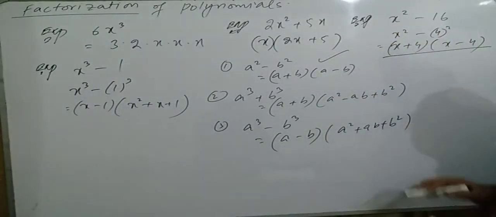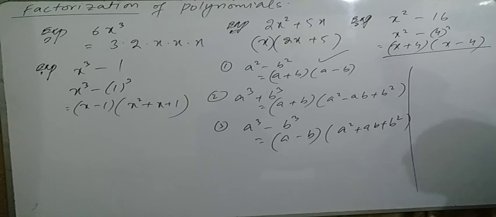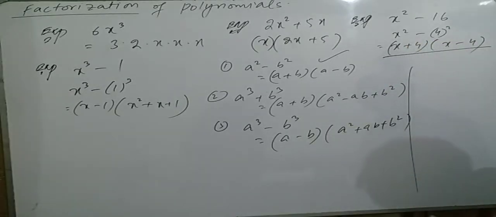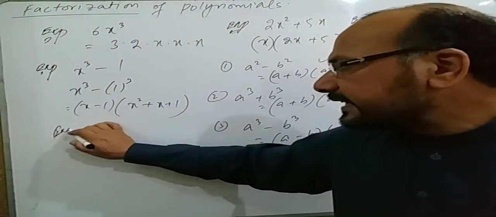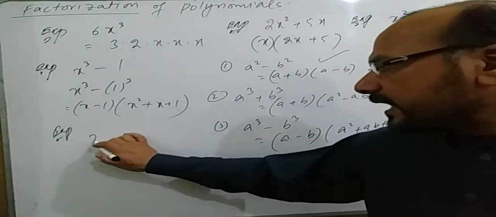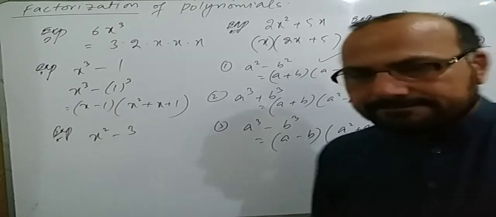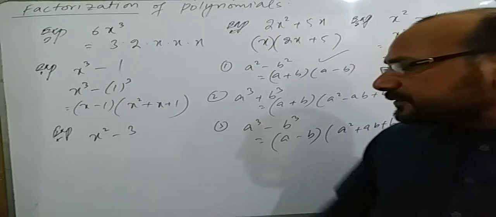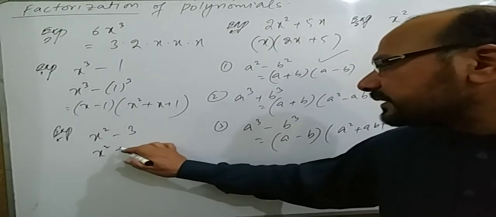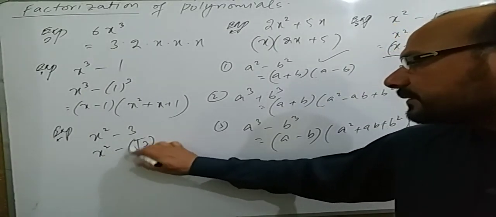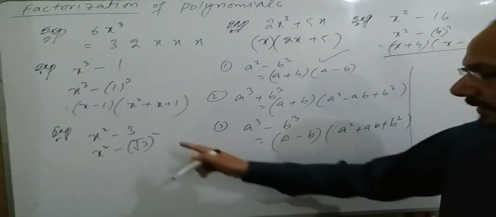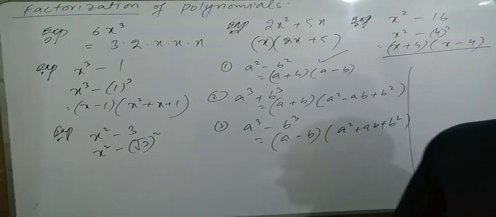In case you don't have a complete cube, or you don't have a complete square, how can you factorize it? For example, another example, let me take x square minus 3. 3 is not a complete square. So what do you have to do? You have to write x square minus under root 3, whole square. You know that square root and square cancel each other, so if we cancel it, it will become 3 again.